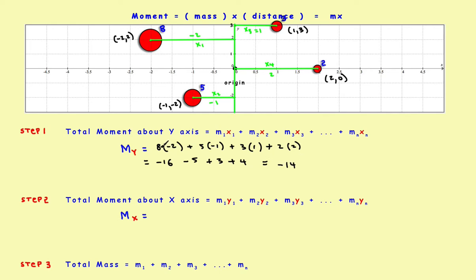Now again, the units, you've got kilograms times meters, so the units are going to be kilogram meters. And this is the moment about the y-axis. So again, it seems just backwards, but if you want the moment about the y-axis, you use the horizontal or the x distances.